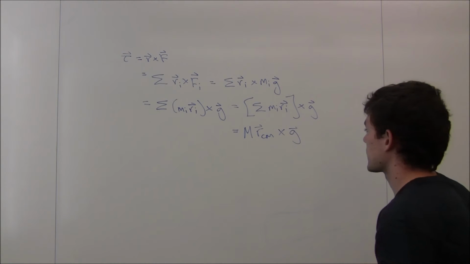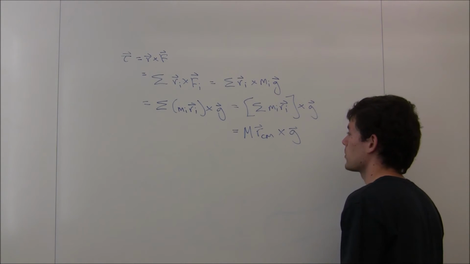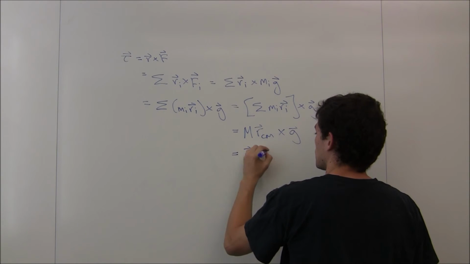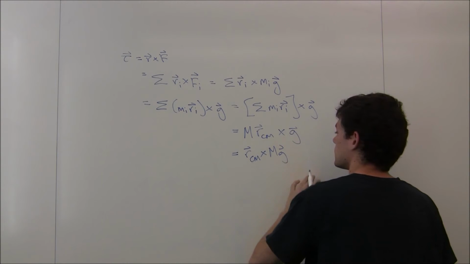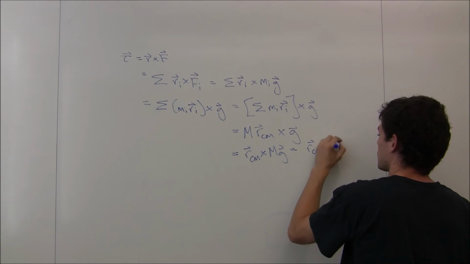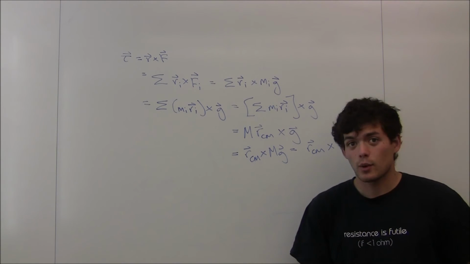So now, again, we can move this constant coefficient, this mass term, over into the other side, and this gives us RCM cross mg, which is exactly equal to RCM cross the total force of gravity. And so this is exactly what we were trying to prove.